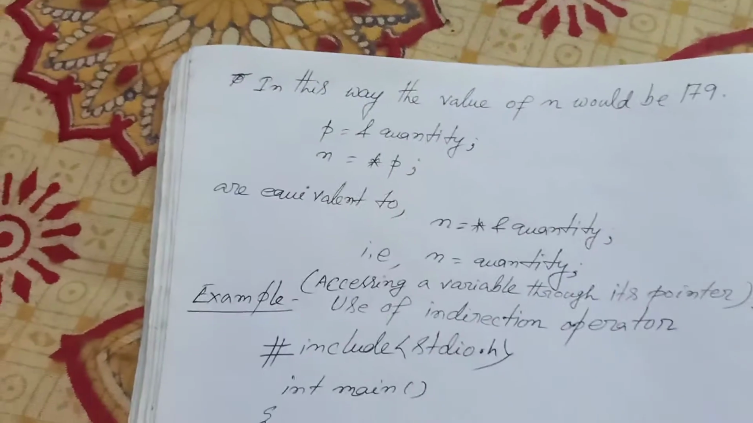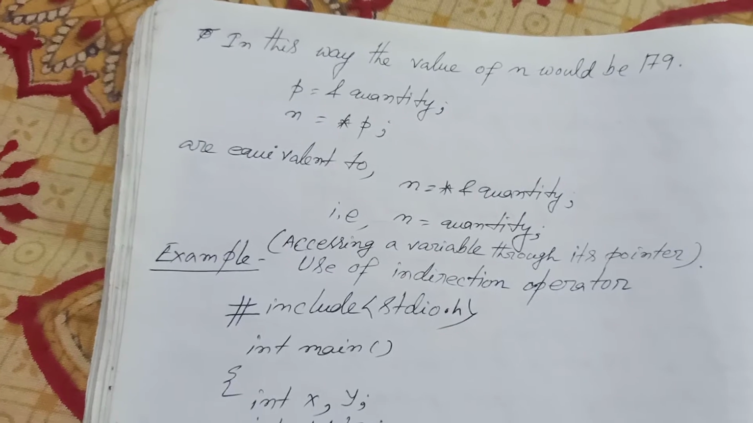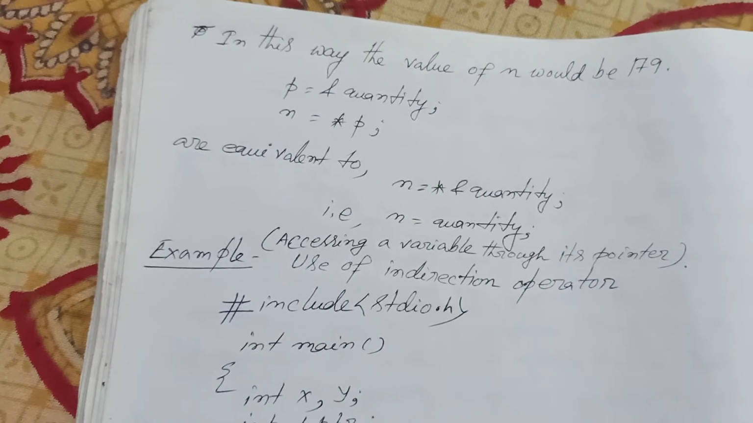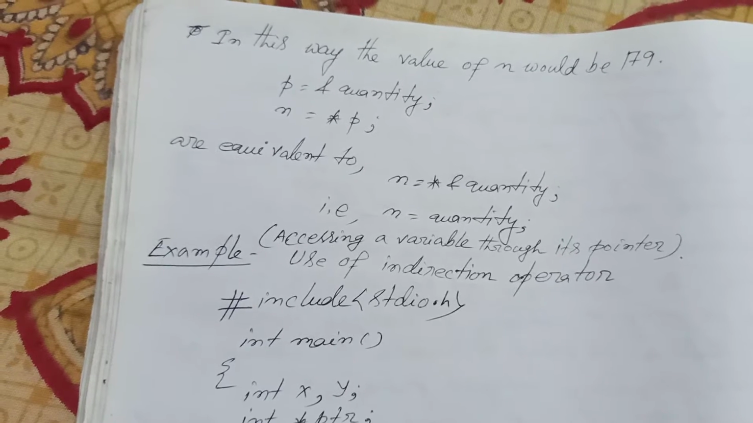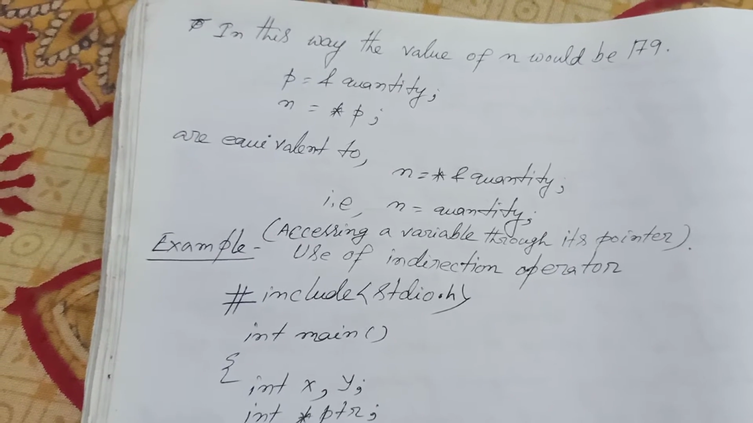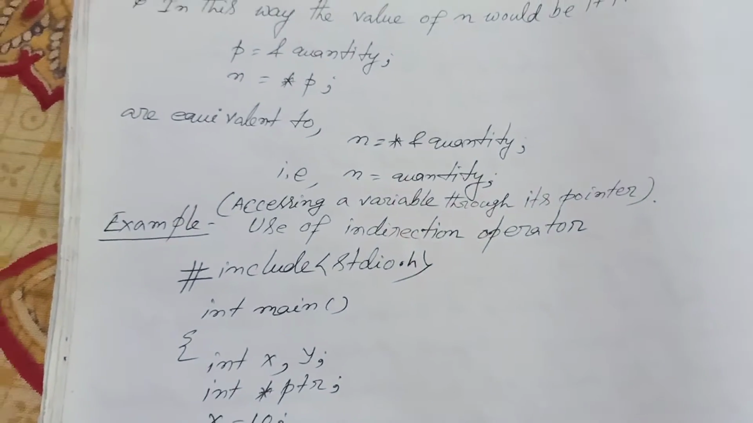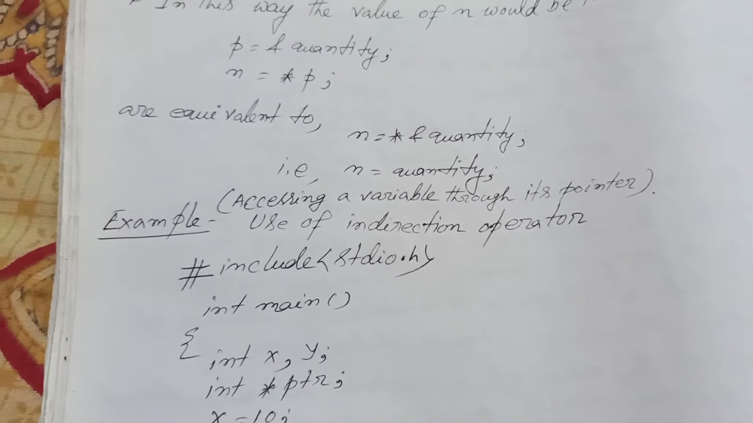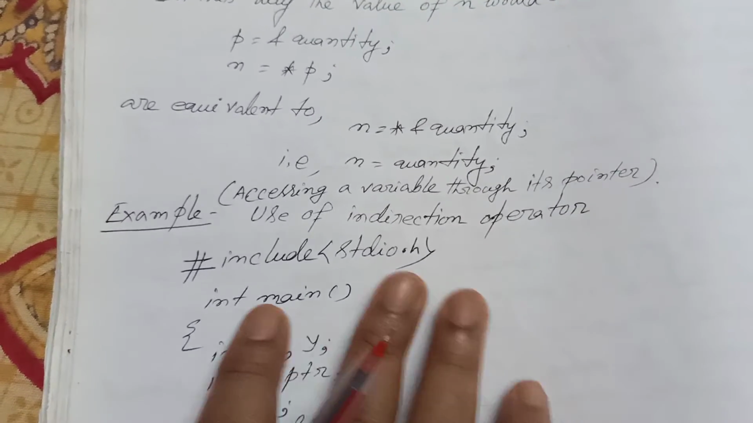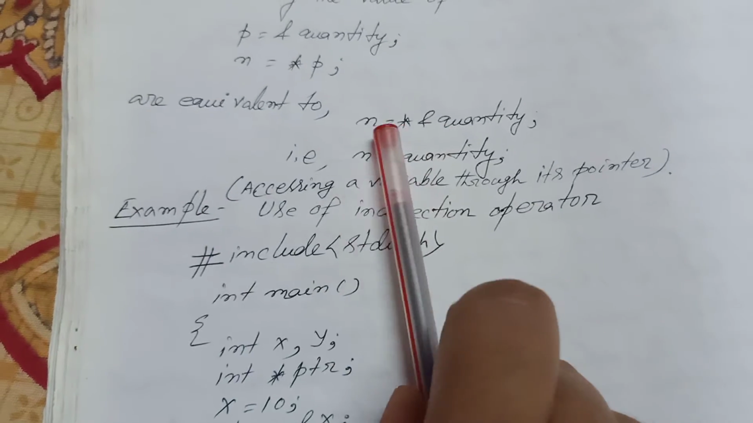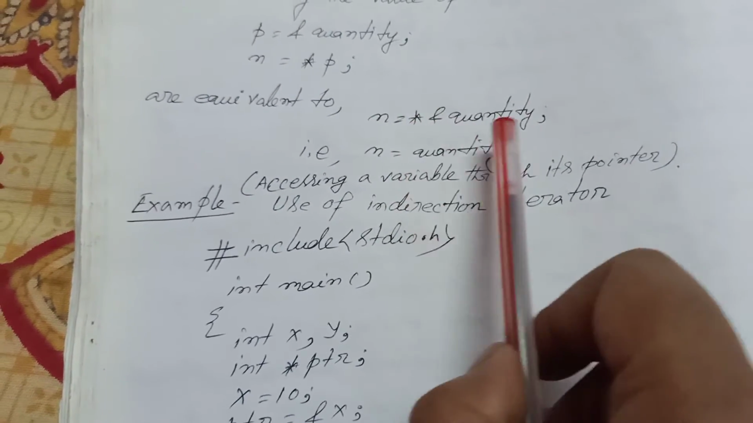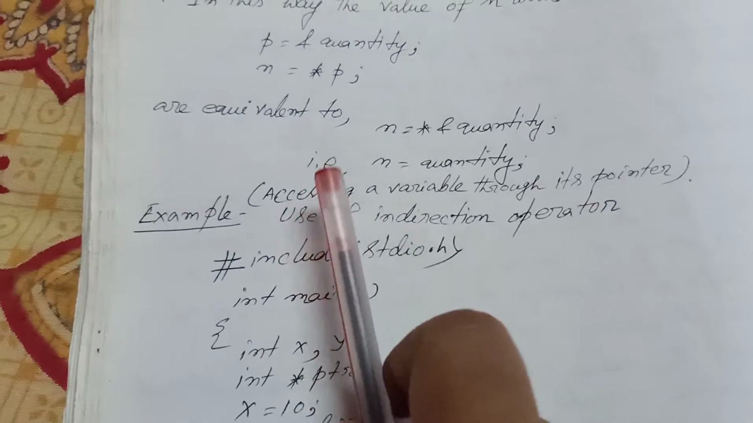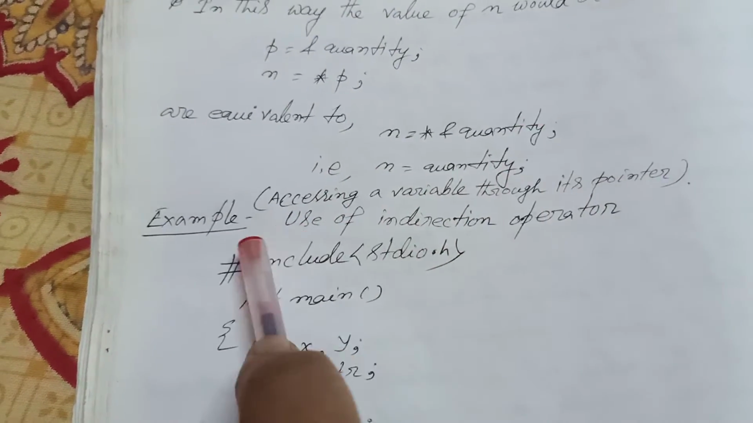Let's take an example. In this way the value of n would be 179. p equal to ampersand quantity and n equal to asterisk p are equivalent to n equal to asterisk ampersand quantity, that is, n equal to quantity.